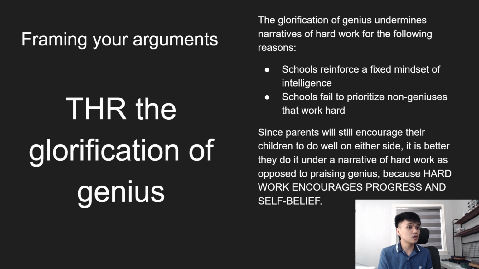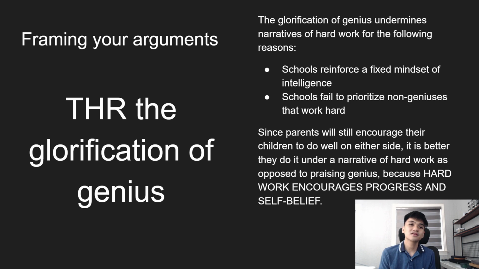So if the motion was, this house regrets the glorification of genius, again, if you have done the first module, we now know that the debate is not just about whether genius is good or bad, nor is it about whether the glorification of genius is good or bad. It is about whether the glorification of genius under a particular context is good or bad, or under a particular metric is good or bad.